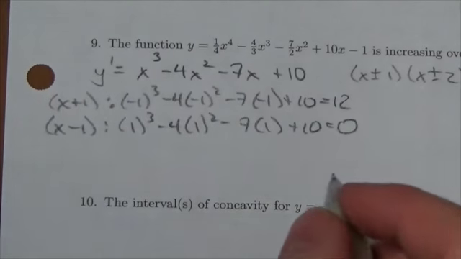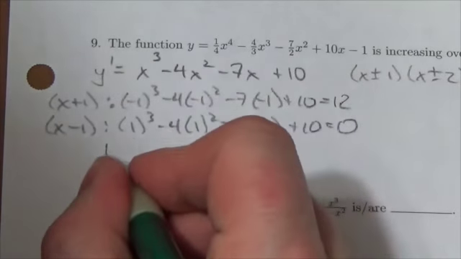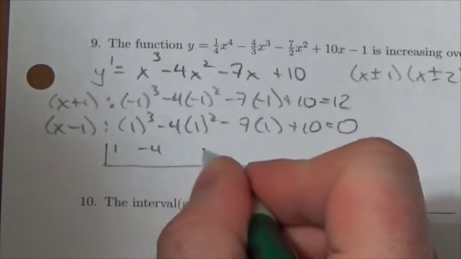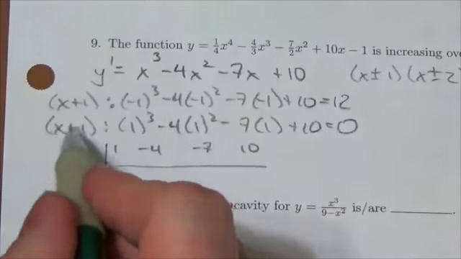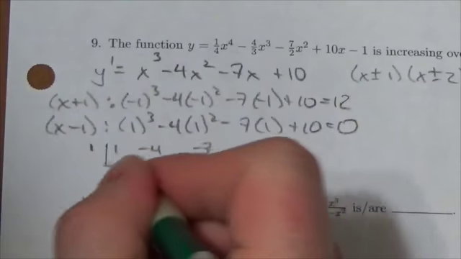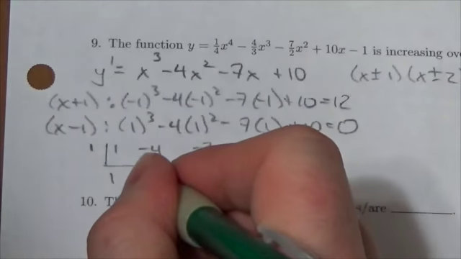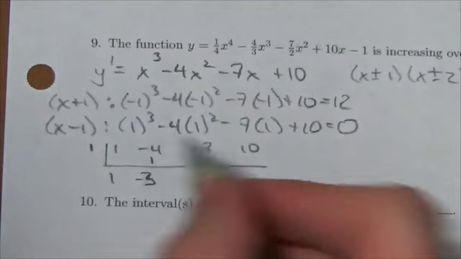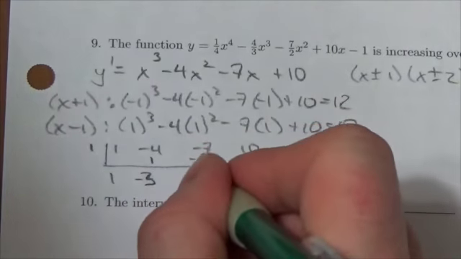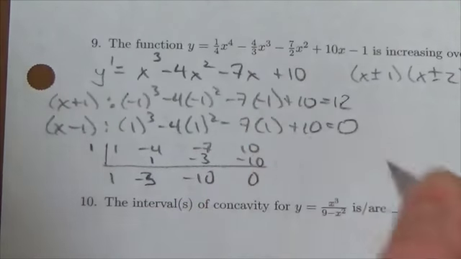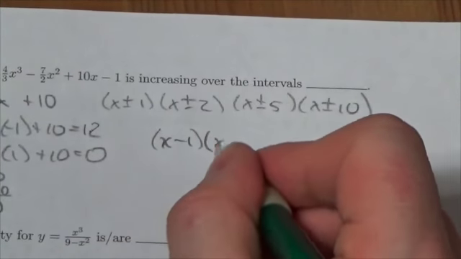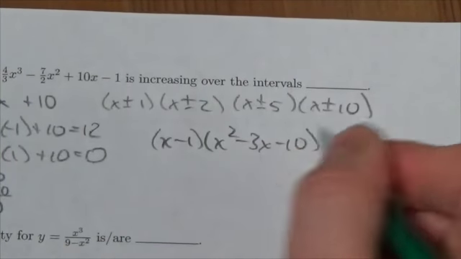Yay! So now I'm going to perform synthetic division. I've got 1, negative 4, negative 7, 10. I am going to divide by x minus 1, so I'm going to put positive 1 out there, bring down the 1, multiply, and then add. Negative 4 plus 1 is negative 3. Multiply, and then add negative 10. Multiply, add, and I get 0. All right. So now this is x minus 1 times x squared minus 3x minus 10.